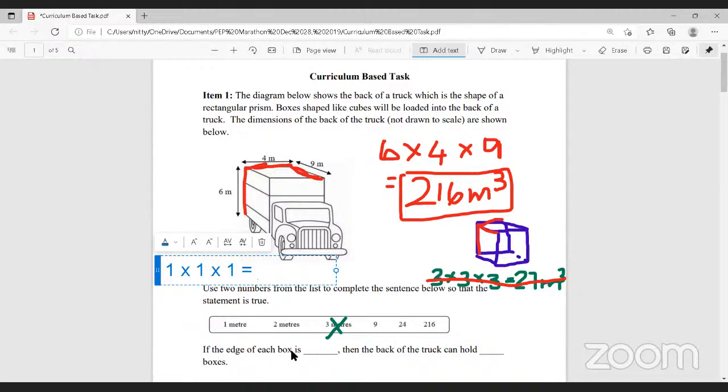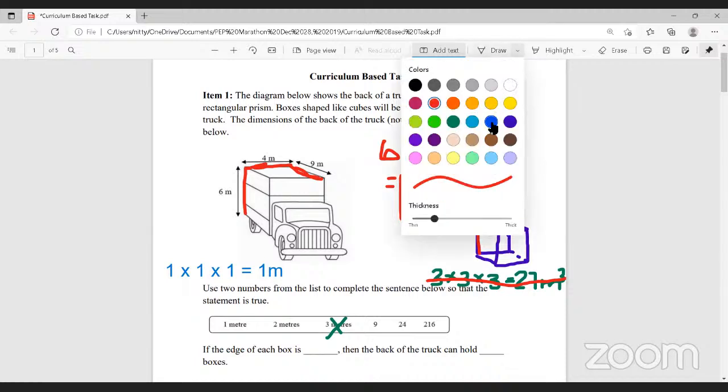So here it says the edge of each box is blank. Someone said 1 meter, so we're going to try 1 meter. If the edge of each box is 1 meter, we're going to now find the volume for that box. To find the volume, remember we have to multiply the 3 dimensions because in a cube, all the edges are the same length. So here we have 1 times 1 times 1. So this would be 1 cubic meter.